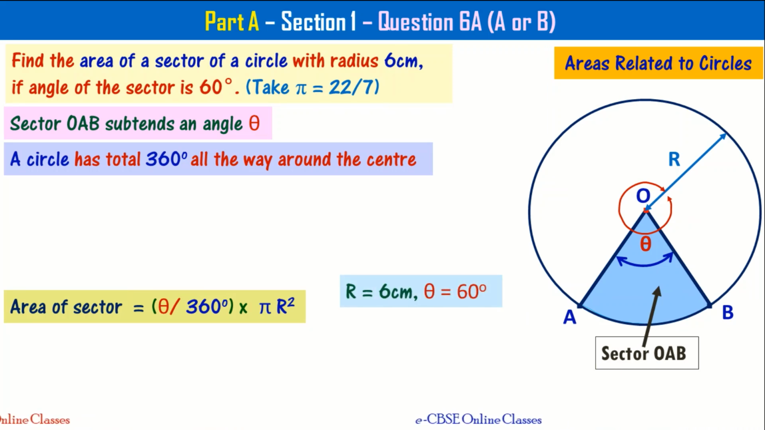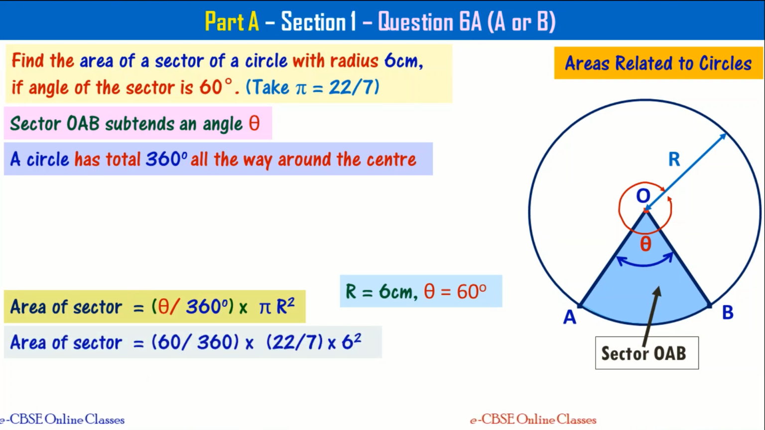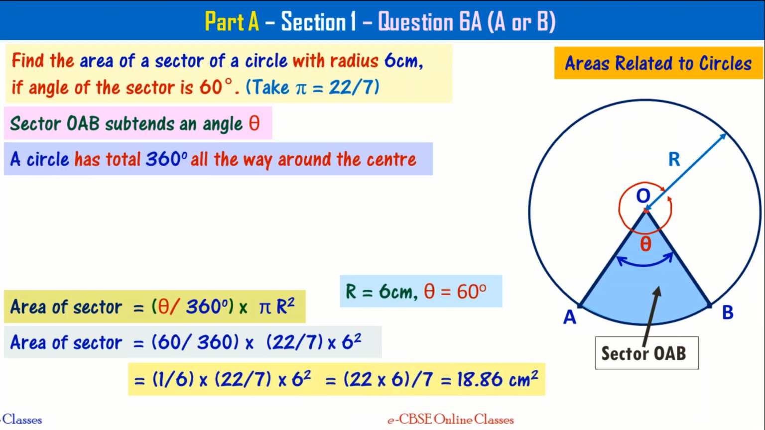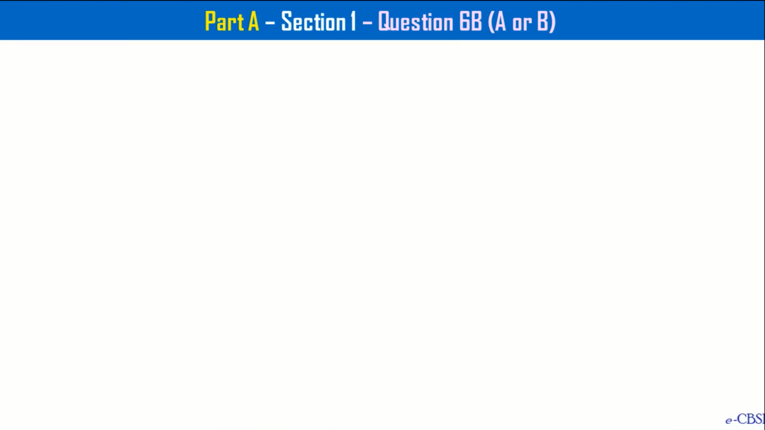And we know the values of r, that is 6 centimeters, and theta, that is 60 degrees. Let's substitute values of these and pi equal to 22 by 7 into the equation and simplify it such that you get area of sector equal to 18.86 centimeters square. Let's take a look at next question. So choice B of question 6.